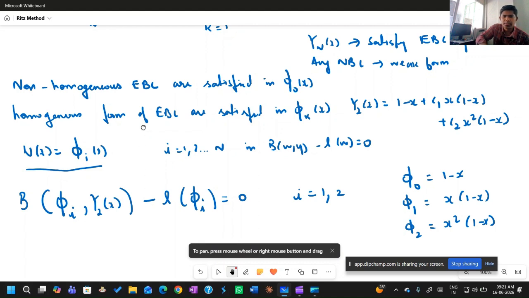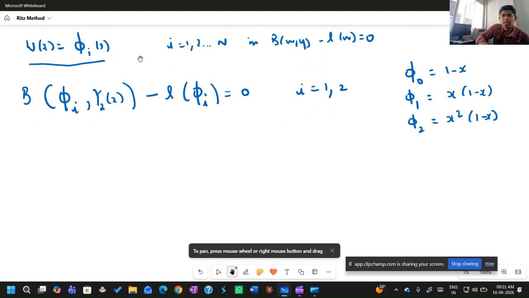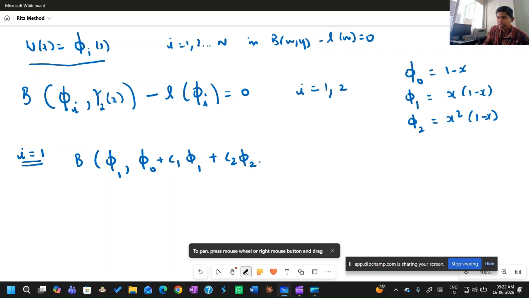Let us do this for i equal to 1. If I expand this, I should be getting B of phi 1 comma phi naught plus c1 phi 1 plus c2 phi 2 equal to L of phi 1.